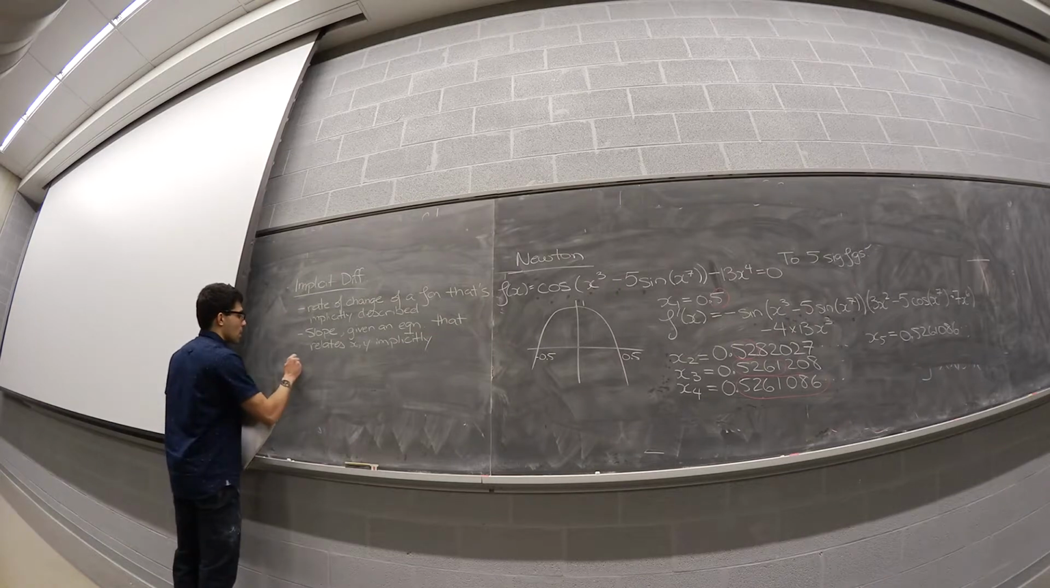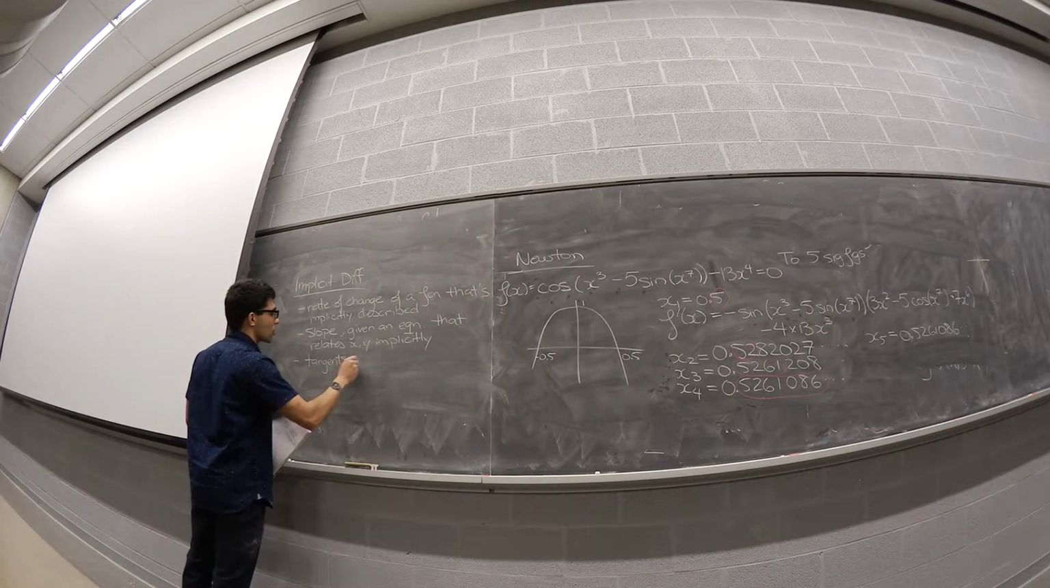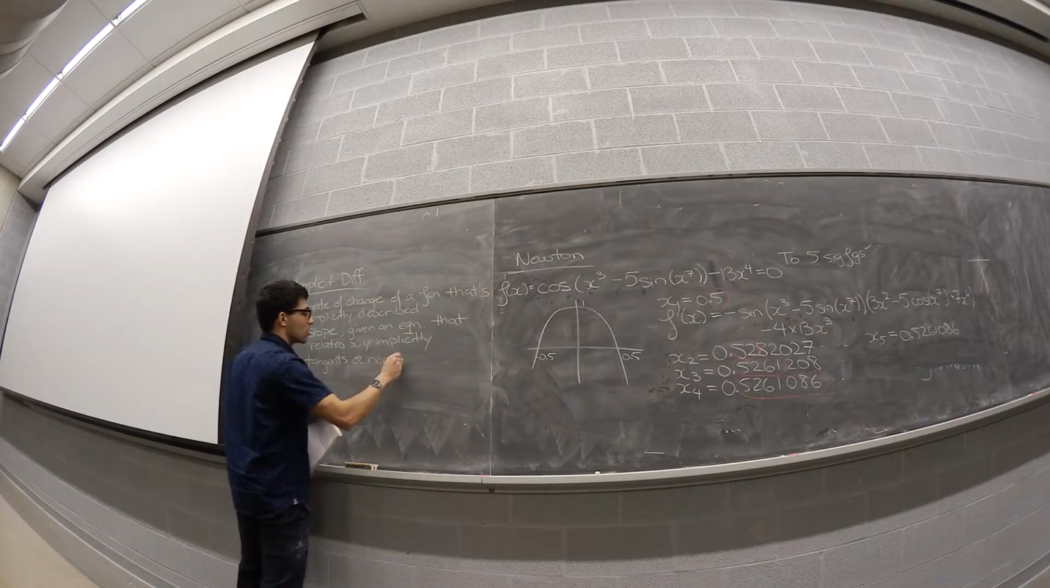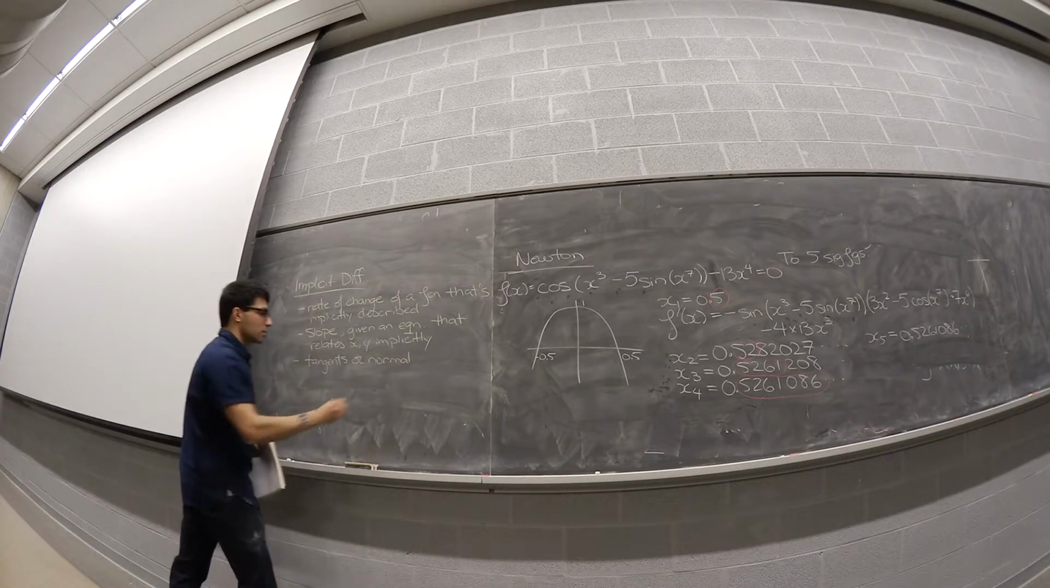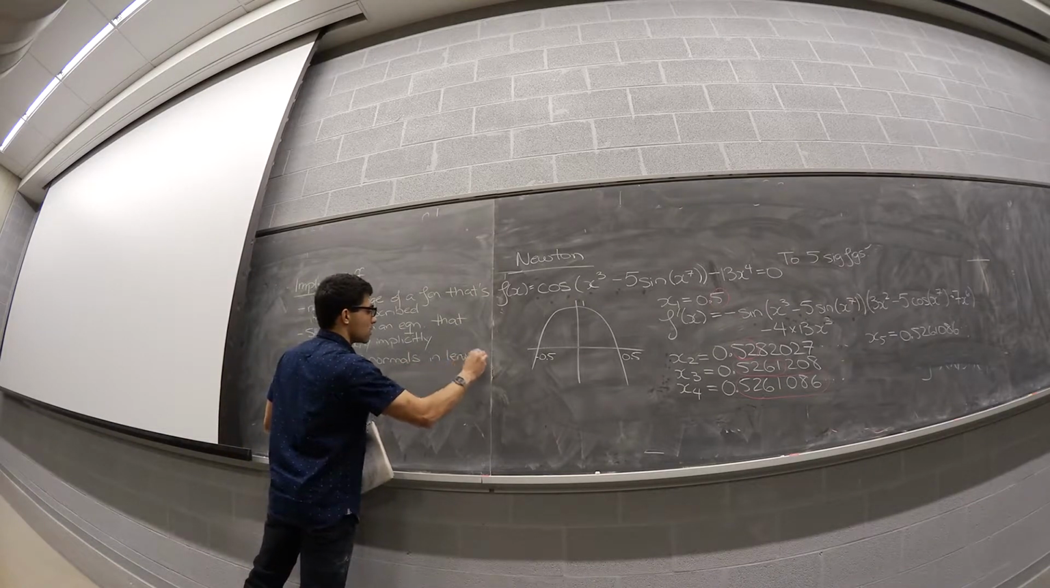Maybe you're looking for tangents or normals, and a normal is something that's perpendicular to a tangent, in lenses or trajectories.